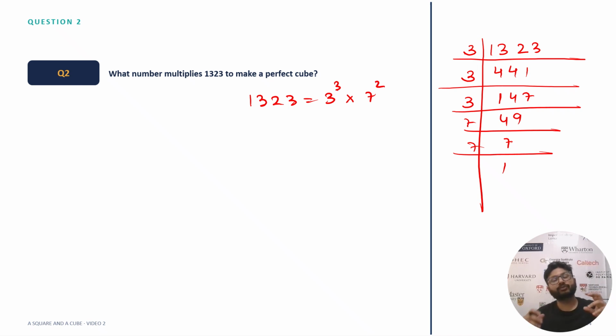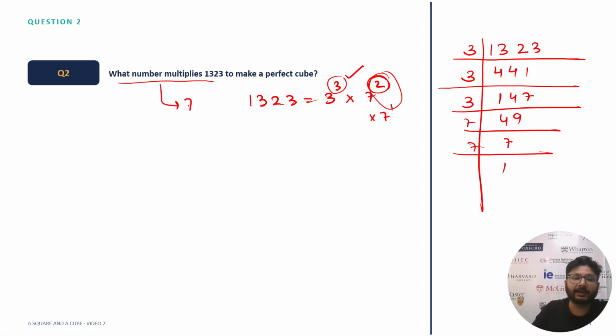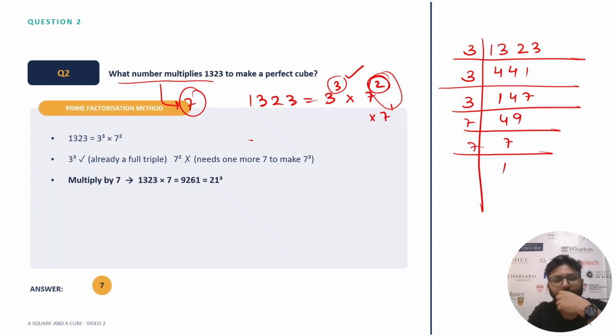Now, if a number has to be a perfect cube, the power should be divisible by 3. Like we have discussed this thing in squares. If a number is a perfect square, the power should be divisible by 2. If a number is a perfect cube, the power should be divisible by 3. This is divisible by 3, it will work. This is not divisible by 3. 2 is not divisible by 3, so I have to make it 3 so that it is divisible by 3. I'll multiply a 7 to the power 1 so that 7 into 7 into 7 will become 7 to the power 3. So that's why what number should be multiplied? It should be 7. Perfect.